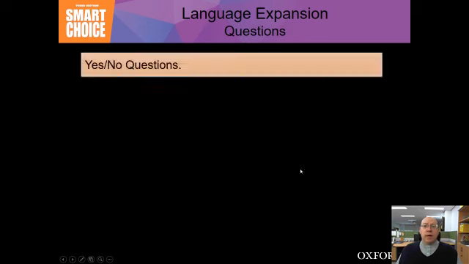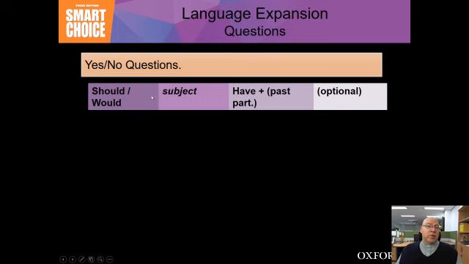Word order, especially when you're asking questions with these, yes or no questions, is often very common. So if you're going to ask yes or no questions and use should or would, in this situation, you'll use should or would at the beginning of the question. Here is your subject, and then you're going to use your have plus your past participle, or your PP as you guys like to call it, and then you can have an optional part here. You can just say, should I have waited? That would have been a perfectly good question there. Or you can use the full question, say, should I have waited for her?